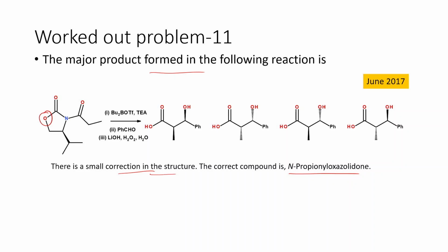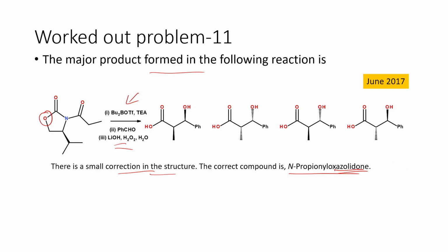So this compound is basically called N-propanoyl oxazolidone. Dieter Evans explored a lot about these particular oxazolidones, and one of his papers exactly talks about this particular reaction. So here we have a substituted oxazolidone derivative, and this is treated with boron triflate. So the first step is reaction with boron triflate in the presence of a base, triethylamine. The second step is reaction with benzaldehyde. The last step is the lithium hydroxide, hydrogen peroxide, and water combination.